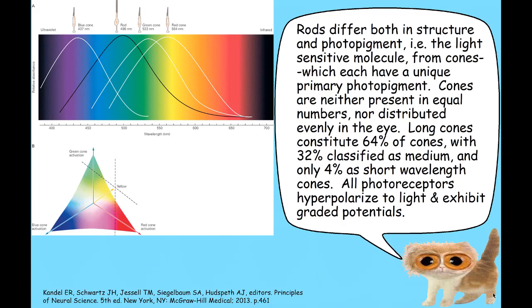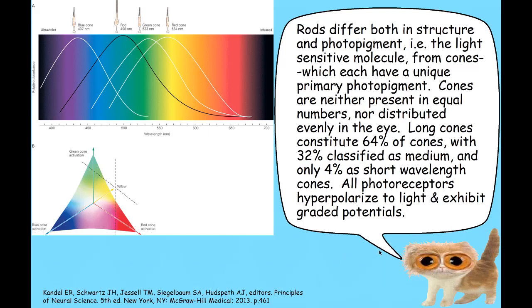And as I noted, rods differ both in structure and photopigment. The light-sensitive molecules from cones that each individual rod and cone has as its primary photopigment. Now, again, this isn't a homogeneous structure of the retina. Cones are neither present in equal numbers nor distributed evenly in the eye. Long wavelength cones, these red cones, constitute 64% of all the cones in the average human eye. 32% are classified as these medium range cones, and only 4% are classified as the short wavelength cone or blue cone.